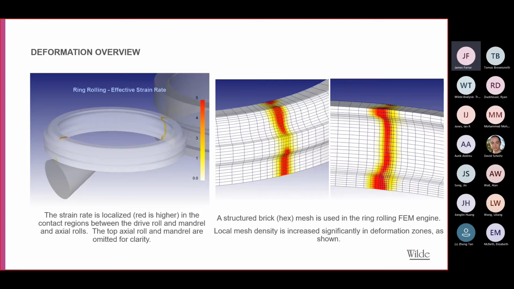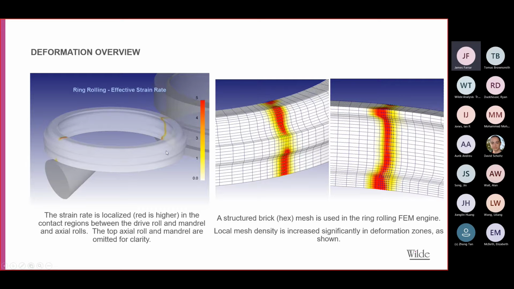What's special about ring rolling is that all the deformation happens in a very localized area. If you look at the picture on the left, that shows the strain rate of the material. On the right-hand side of that left image, the area between the drive roll and the mandrel has a small area of deformation, and the area between the axial rolls has a small area of deformation. So all the deformation growth is happening in those small areas, and the rest of it is not doing much, really. It's behaving as an elastic ring effectively.